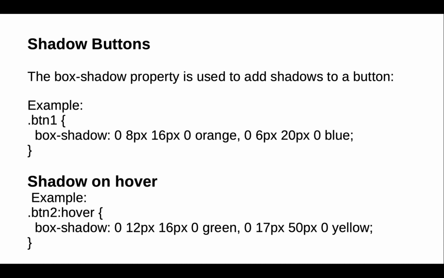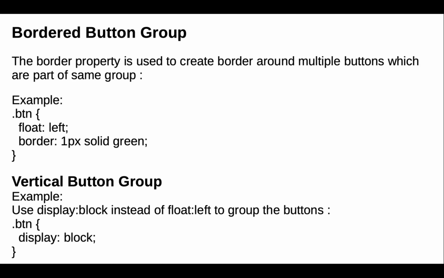Next is shadow on hover. Example, dot btn2 is a class and hover is a selector, and we use the box shadow property and its values. Next is bordered button group. The border property is used to create a border around multiple buttons which are part of the same group. Here we use the button class, btn class, and float left is used for multiple buttons in one row. And if you want to add vertical buttons, we use the display property, value is block. So we can take one example of this.